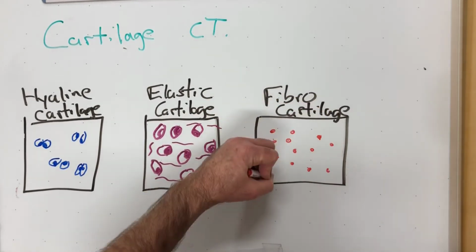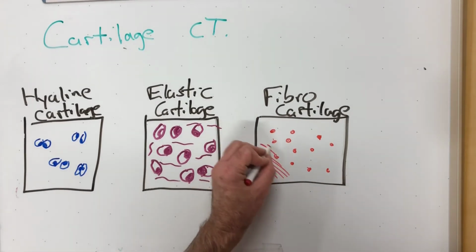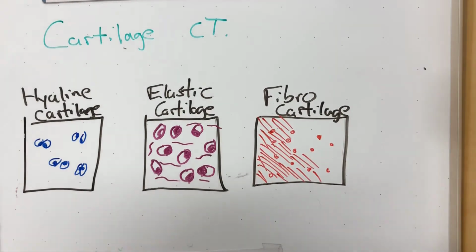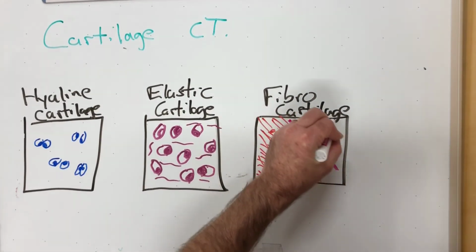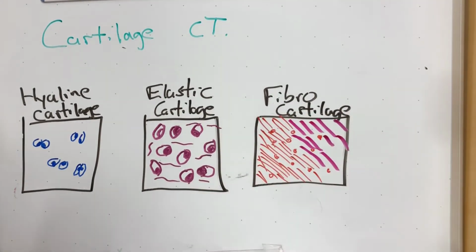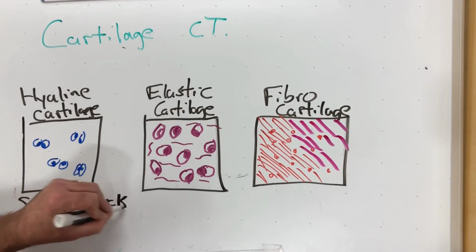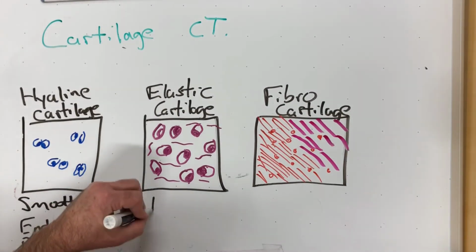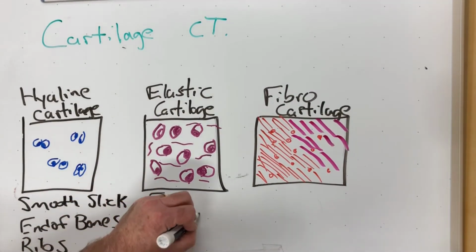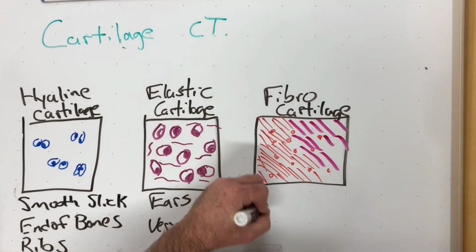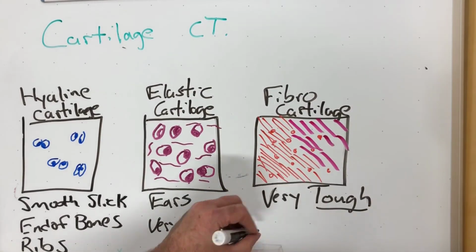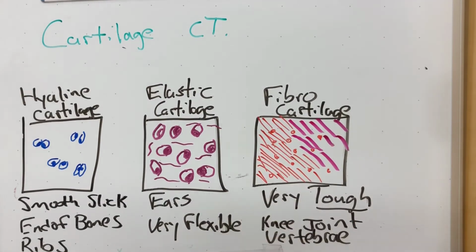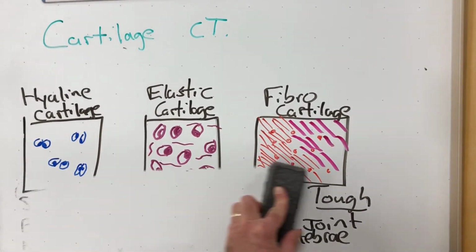and that is your elastic cartilage. Now, in fibrocartilage, the lacunae are very, very small. The chondrocytes are small, and there's a huge number of collagen fibers that may stain red or it may stain pink under the microscope, depending on what type of dye has been used. Hyaline cartilage is smooth and slick, and therefore it lines the end of bones, and it also provides the structure of your ribs. Elastic cartilage is very flexible and makes up the outer ear, and fibrocartilage is the toughest type of cartilage, and therefore is found in places of high shock like your knee joints and in between your vertebrae.